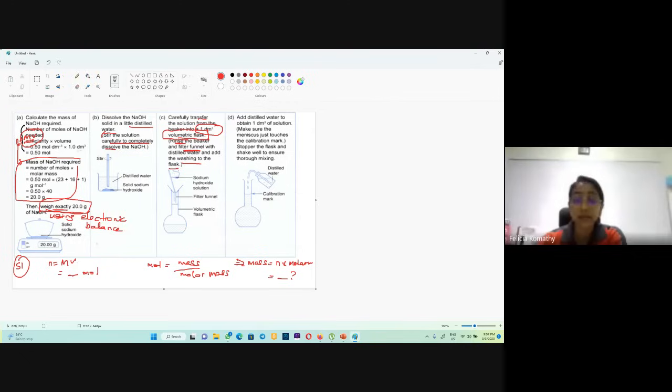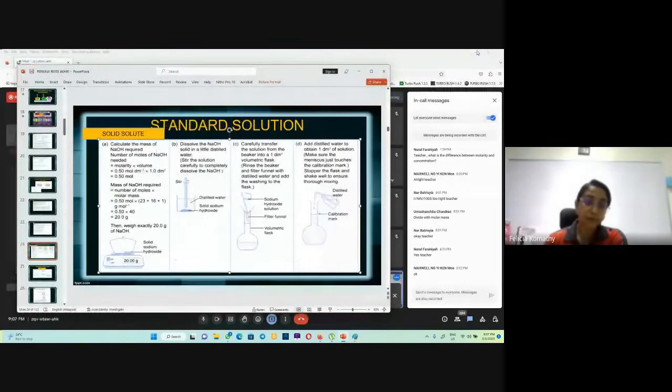Okay, make sure all is transferred completely into the volumetric flask, and then add the water up to the calibration mark. You just have to mention this: add distilled water until the calibration mark. Then close with the stopper and invert the volumetric flask to get a homogeneous solution.